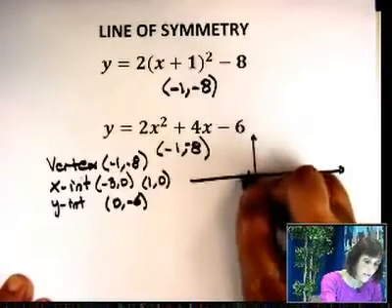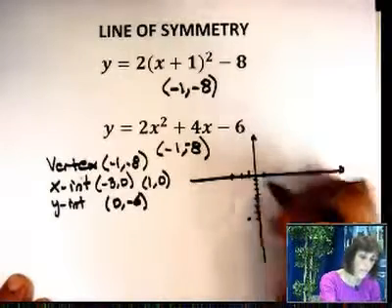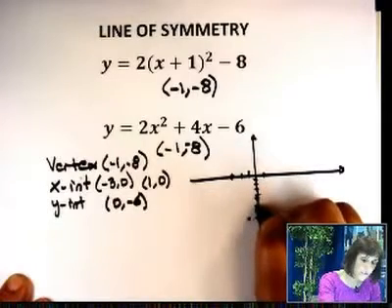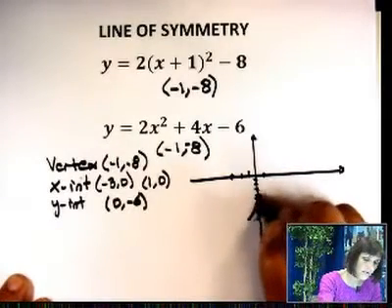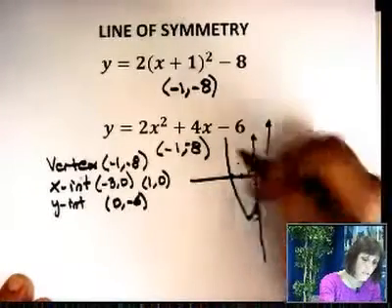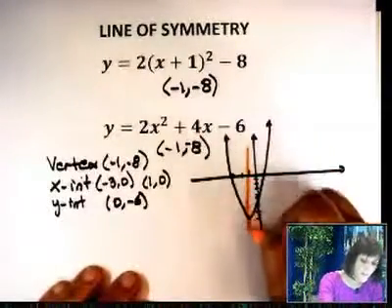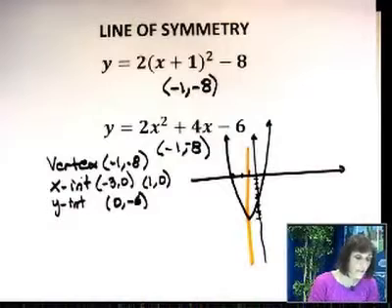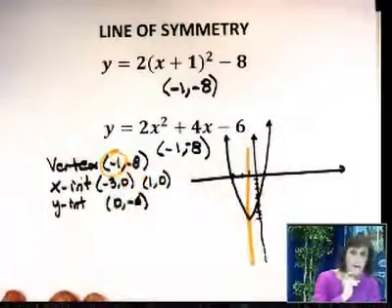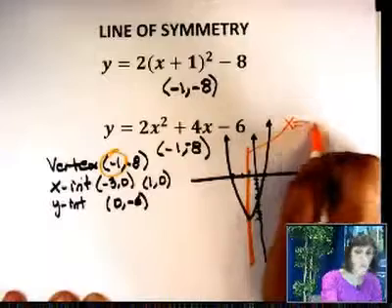X-intercepts -3 and +1. Y-intercept is -6. 1, 2, 3, 4, 5, 6. Okay, it has to go through here. It has to go through here. Okay, what is my line of symmetry? And what was that? It goes through the vertex, and it is at -1. And since it's a vertical line, the line of symmetry is x equals -1.